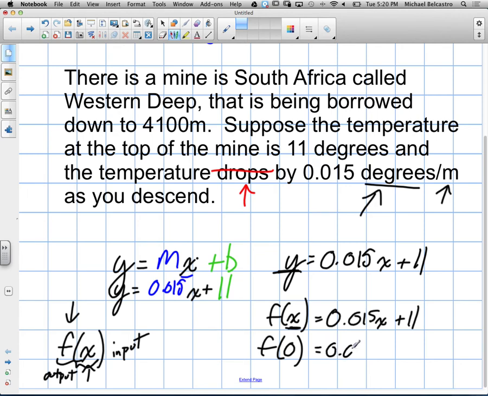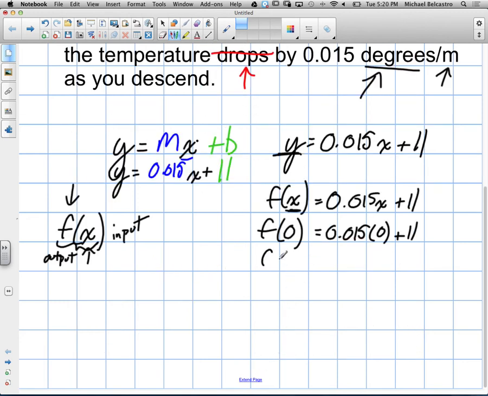Now in this case, when x is equal to 0, do you know what this function would be? What will f at x equal? 0? Well, not quite 0. It'll actually be, this will cancel out, and we'll get 11, right? So at 0 meters, which is the mouth of the cave, the temperature is 11 degrees.